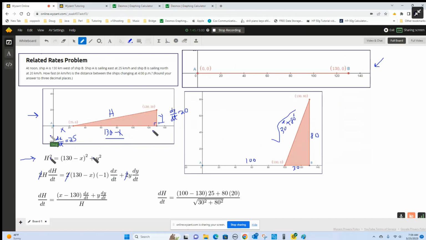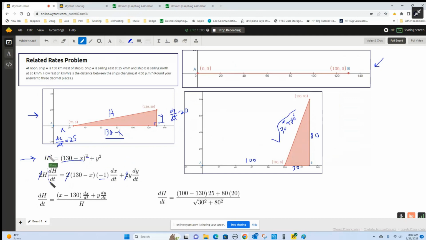If we take the derivative of everything with respect to t, we get 2h dh/dt equals, here I apply the power rule, reducing the exponent by 1, chain rule, multiplying by the derivative of the inside, times dx/dt, plus 2y dy/dt. And then notice that every term on both sides is divisible by 2.